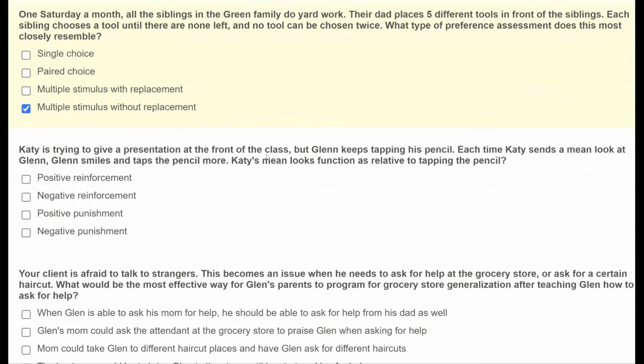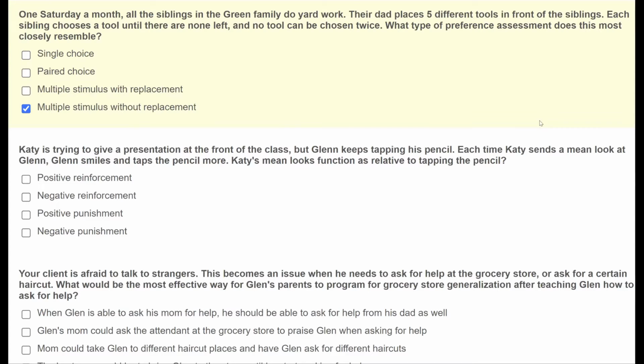Katie is trying to give a presentation at the front of the class, but Glenn keeps tapping his pencil. Each time Katie sends a mean look at Glenn, Glenn smiles and taps the pencil more. Katie's mean look functions as blank relative to tapping the pencil. So what does Katie's mean look function as? And remember, it's relative to tapping the pencil. And that's one of the keys for behavior questions and reinforcement questions and punishment questions. You're identifying what behavior you're looking at in what context. So we're looking at Katie's mean looks relative to Glenn tapping the pencil.